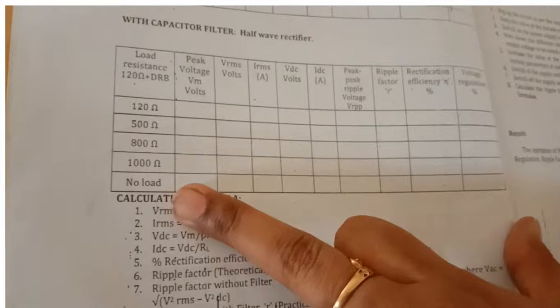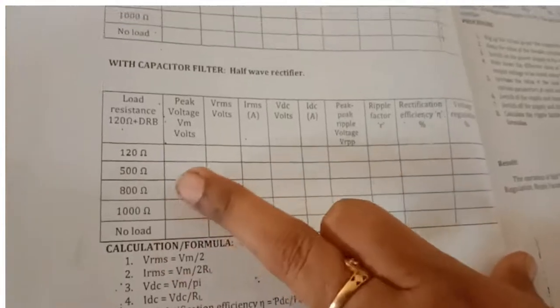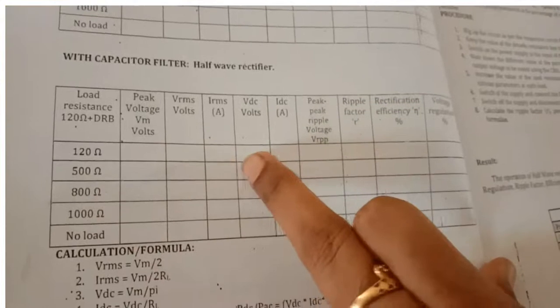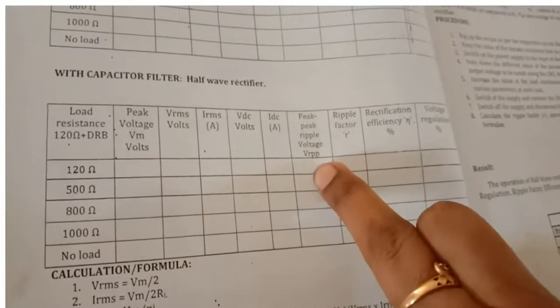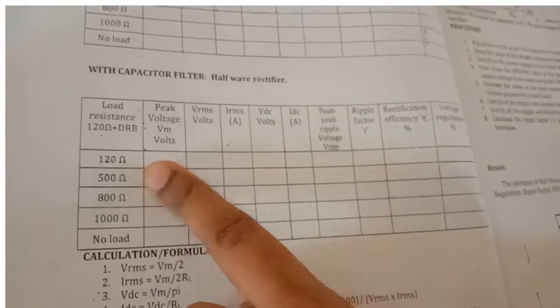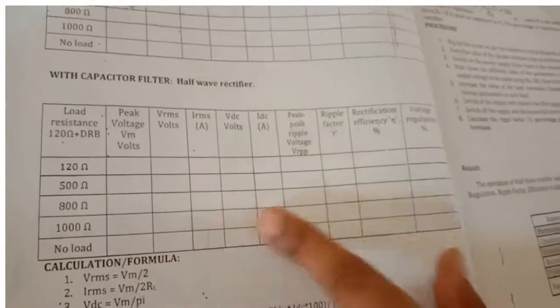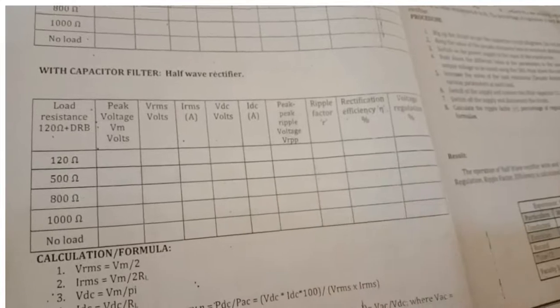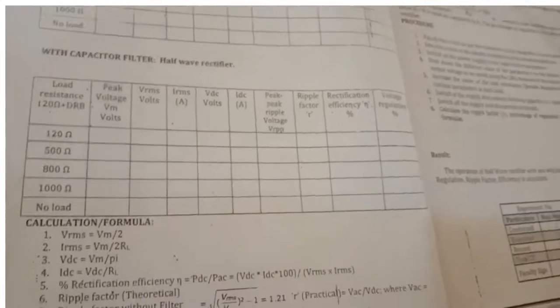These things up to 1000 ohm we will be tabulating the readings, and finally without load we have to tabulate it. For all the load resistance values, we have to observe the VDC, IDC, and peak to peak ripple voltage. Peak voltage will remain the same, and for the remaining things we have to use the formula and find out the efficiency, regulation and ripple factor values. So this is how we have performed the half wave rectifier with and without filter.